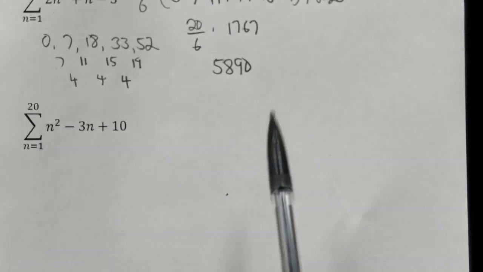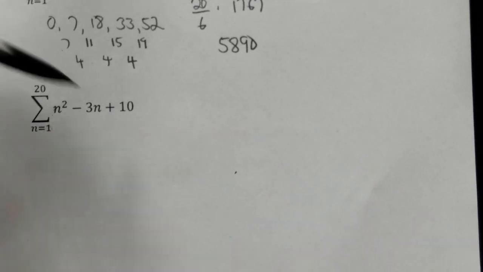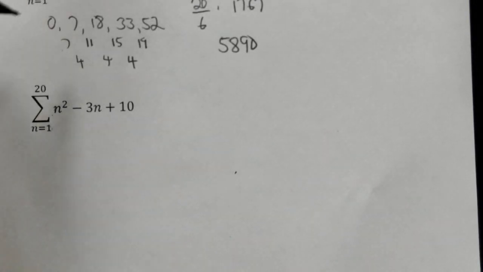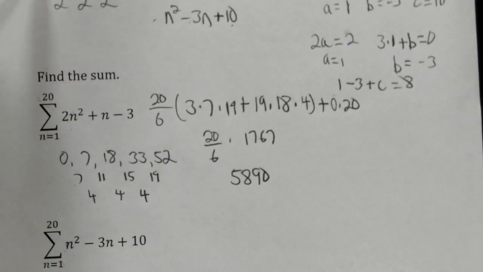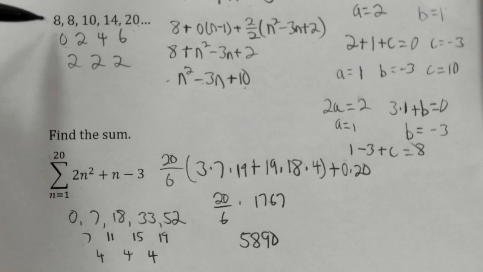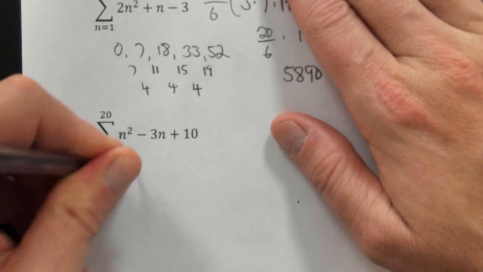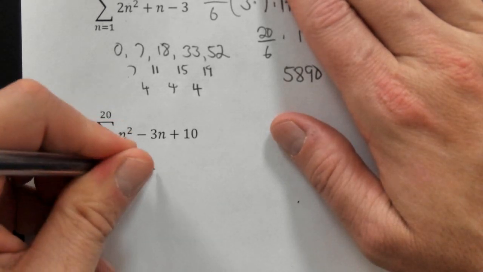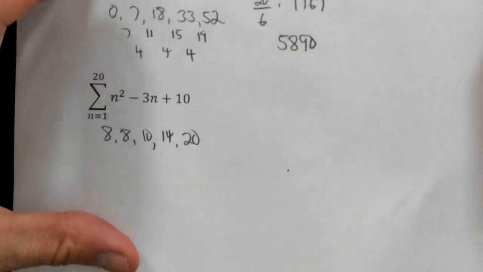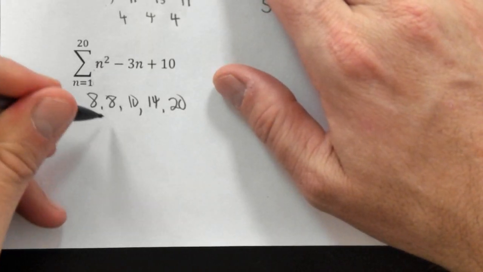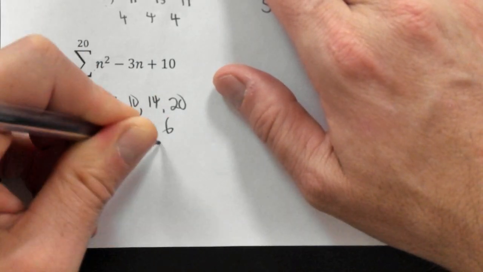One more that we want to do: we're finding the sum of the first 20 terms of this particular sequence. Once again, notice that's one that we did here, so I already know the sequence for this particular formula. I'm going to write that in as 8, 8, 10, 14, 20. Let's get the differences now: 0, 2, 4, 6, then 2, 2, 2.